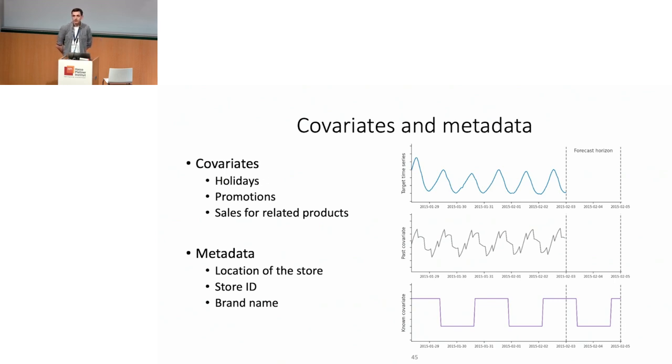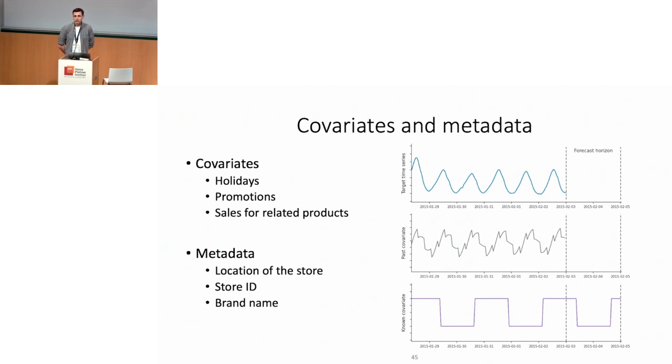The next type of information that we often have available are so-called covariates, which is essentially any additional information beyond just the historical values of the time series. For example, for the sales, something that might be important are holiday features that indicate which future days are holidays, maybe some promotions that we apply to our data, or sales of related items. So let's say you want to predict the sales of some clothes in one category, maybe sales in a different category could be useful.